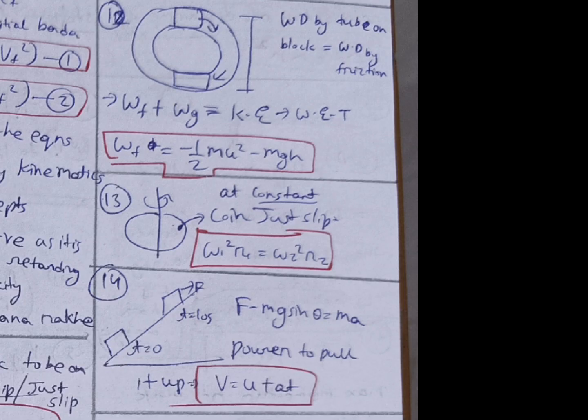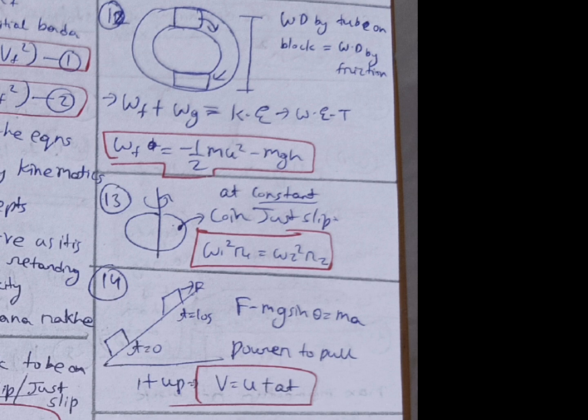Work done by the tube on the block is equal to work done by the friction. Work done by friction is equal to half m u square minus mgh. At constant, just coin slipping: omega 1 square r1 is equal to omega 2 square r2. F minus mg sin theta is equal to mass into acceleration.